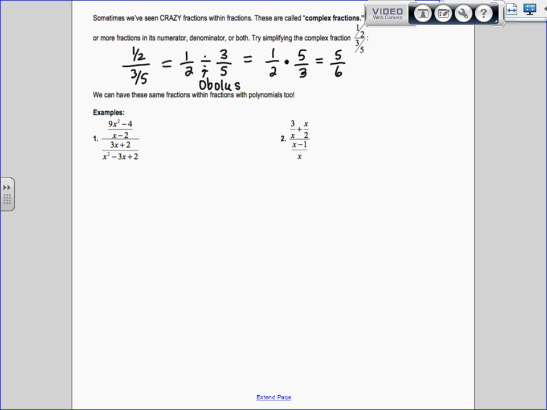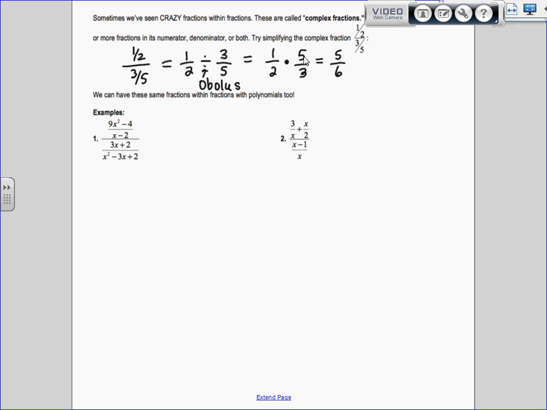Because we learned what fractions were. So like instead of writing 10 divided by 2, we just wrote 10 over 2, right? Which is 5. So we don't have to do the old school division sign anymore, but we still kind of use it. All right, so this one, so I have 9x squared minus 4 over x minus 2 divided by 3x plus 2 over x squared minus 3x plus 2. So it does look scary. It looks complex, right? That's why these are called complex fractions.